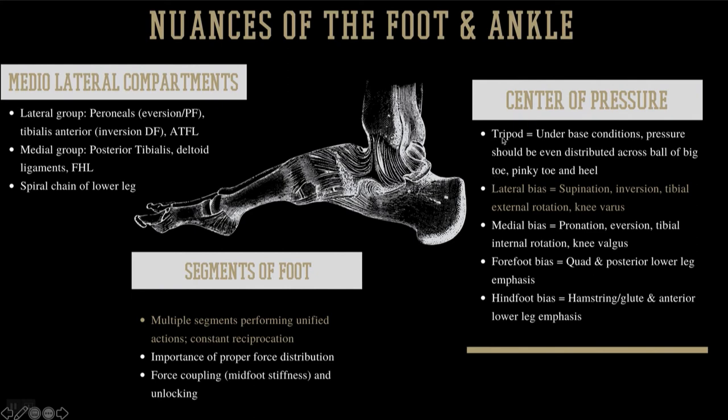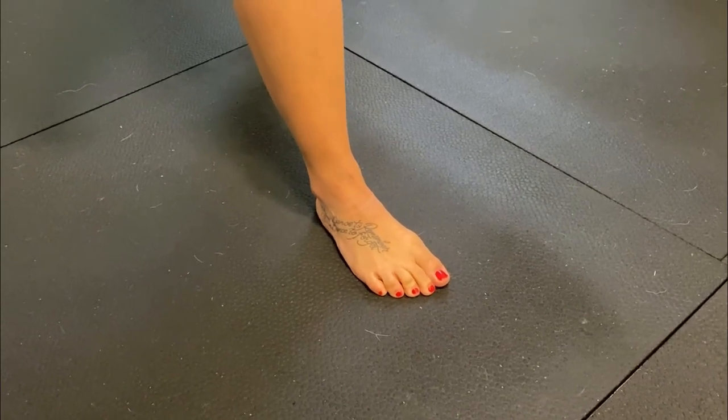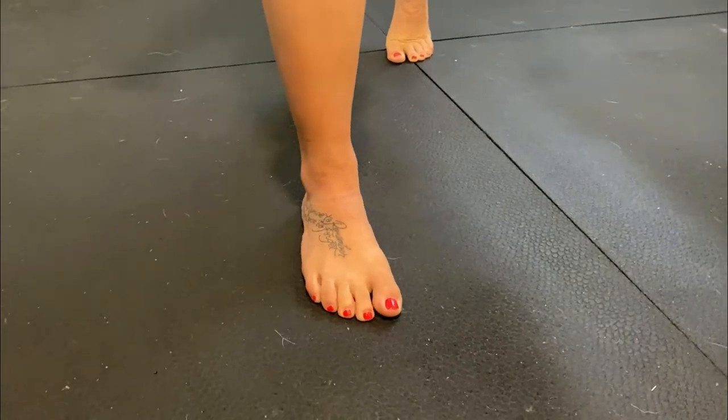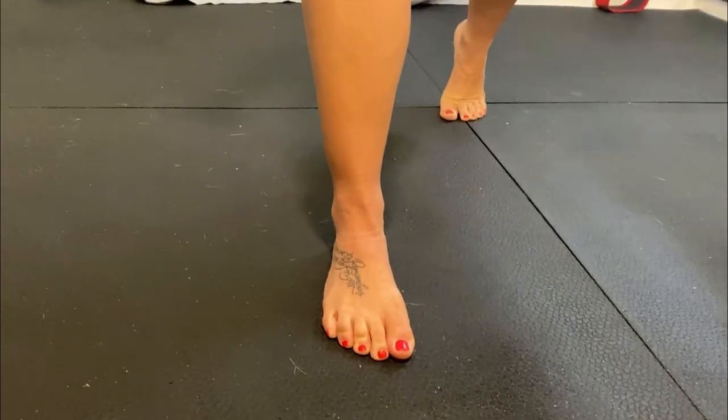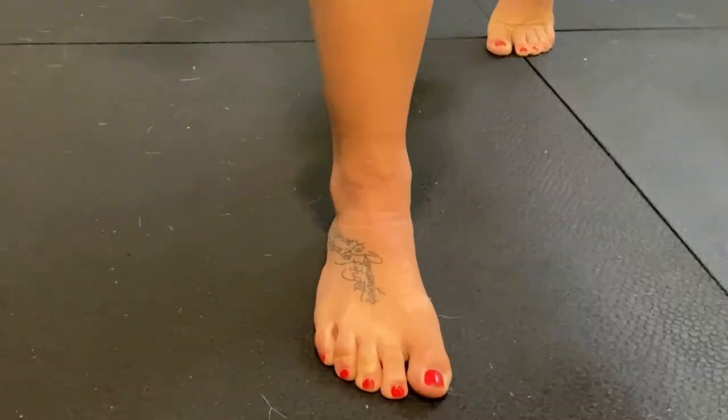So I normally start out with a base instruction of creating the tripod: big toe, ball joint of the big toe, pinky toe, and the heel. Pretty much evenly distributed pressure across those three. If we wanted to create more of a lateral bias, or somebody who may actually have too much midfoot pronation, we're going to drive through the pinky toe predominantly, and that's going to give us a little bit more external rotation torque at the lower leg or the tibia, and this helps us to promote knee varus.